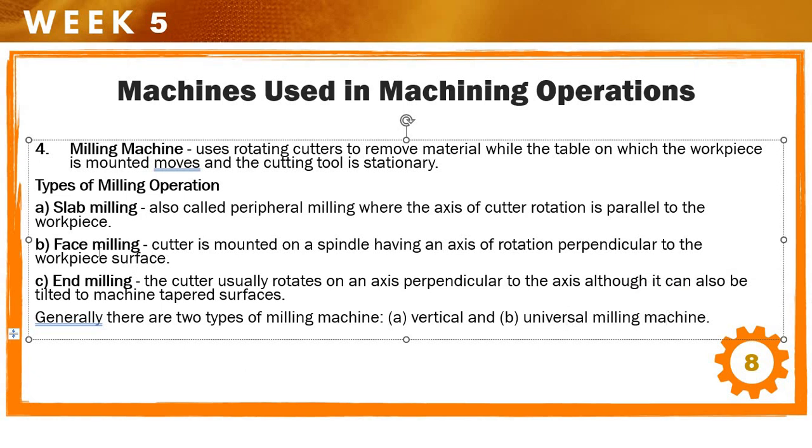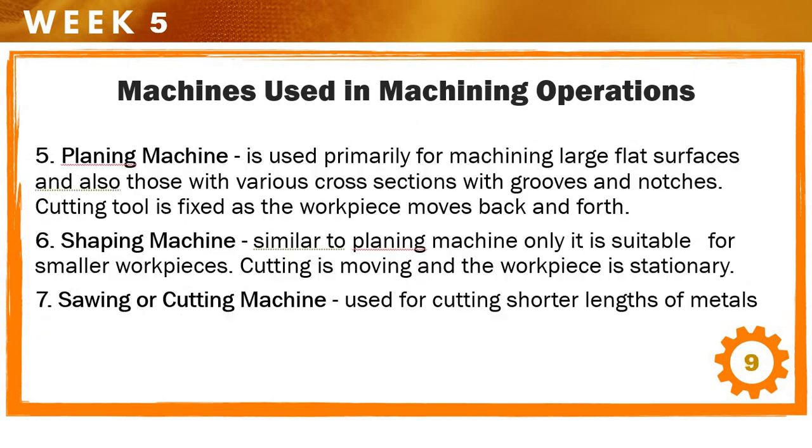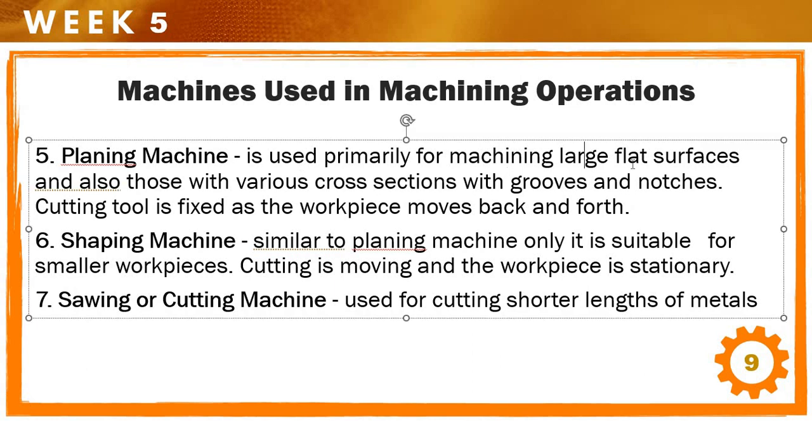This machine can perform all this type of milling operation. The next is the planing machine. It is used primarily for machining large flat surfaces and also those with various cross sections with grooves and notches. So that's why it is called planing machine. It smoothens the surface of the workpiece in a planing motion. The cutting tool is fixed on the planing machine while the workpiece moves back and forth.